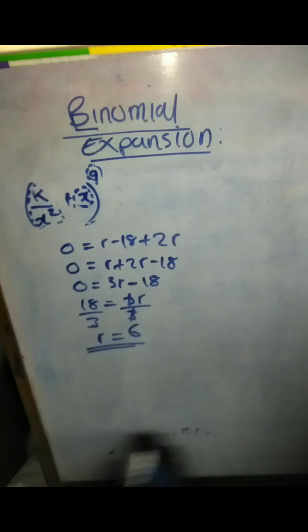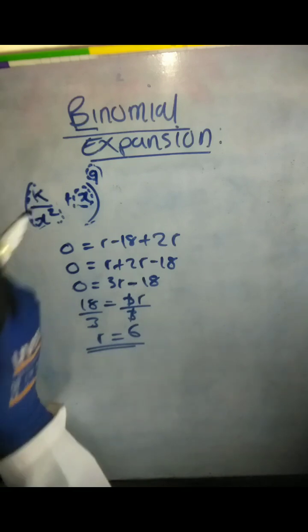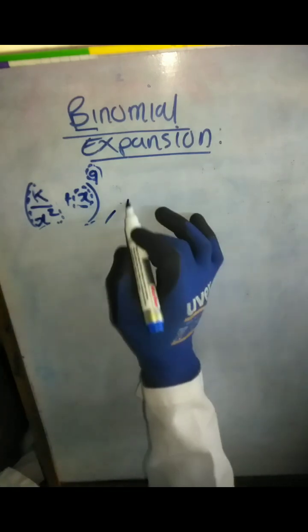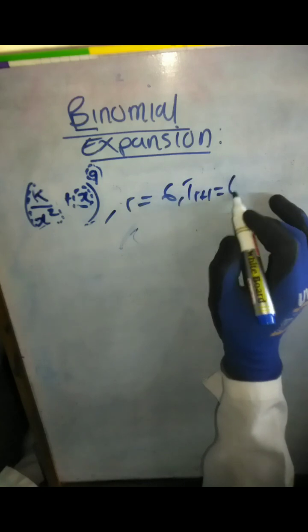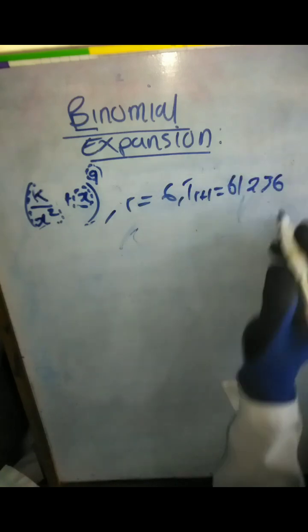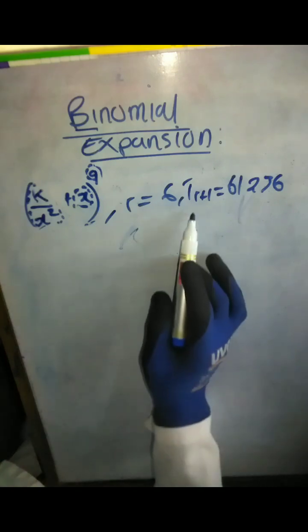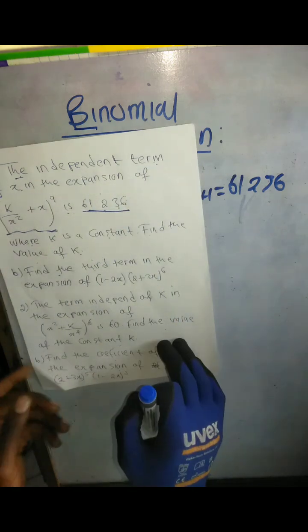So our value of r is 6. Now we find the position of the term. r is the term. Then we can find the value of k, which they are asking us for. In this case, our r is 6, and the term independent of x they have already given us, which is T_(r+1), equal to 61,236 according to the question. So the term independent of x in the expansion of this is 61,236.